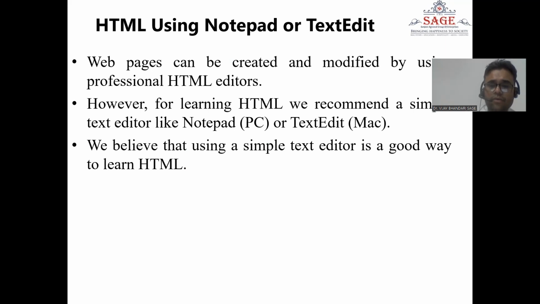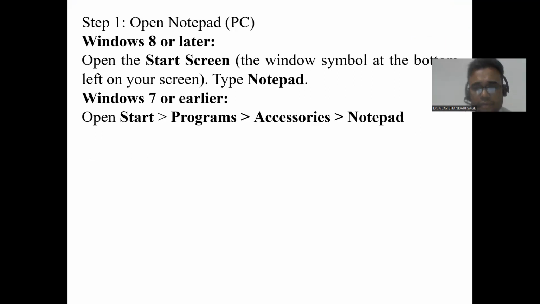First I will tell you the steps to open Notepad in Windows 8 or 10. Step one: open Notepad on your PC. In Windows 8 or later, open the Start screen, the Windows symbol at the bottom left of your screen, and type Notepad. In Windows 7 or earlier, open Start, Programs, Accessories, and Notepad. So you click on that and open Notepad. In this way, you can open Notepad. It is a very basic first step.